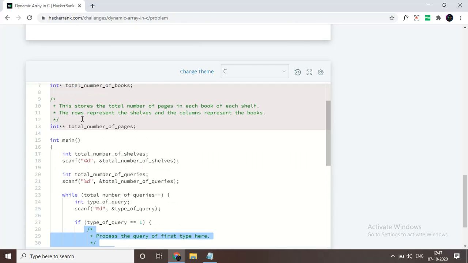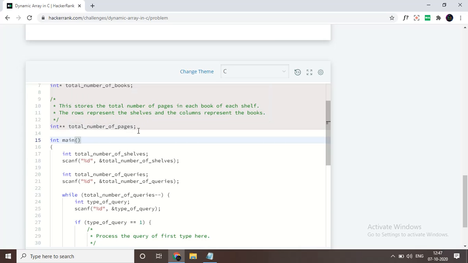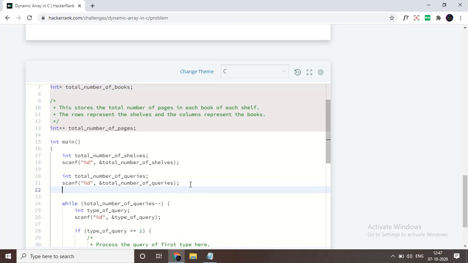Just look at the global declaration. These two variables, total number of books and total number of pages, are already declared here. There is no need to write that declaration part, but we have to give the dynamic memory allocation for the number of books. First of all, based on the number of shelves, I am going to declare the number of books in each shelf. First of all, number of queries is there. After number of queries, I am going to write the dynamic memory allocation for number of books.